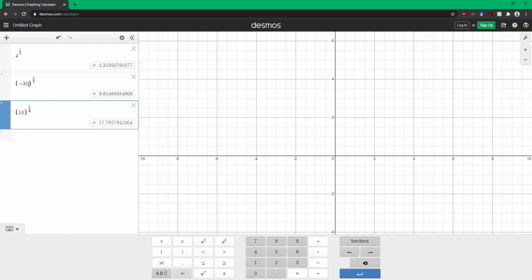5/4. Okay, we needed the parentheses in this one because we need the negative 30 to be to the 2/3, not just the 30, the negative 30. So here we have about 17.78. Okay, 17.78. Let's move on back.